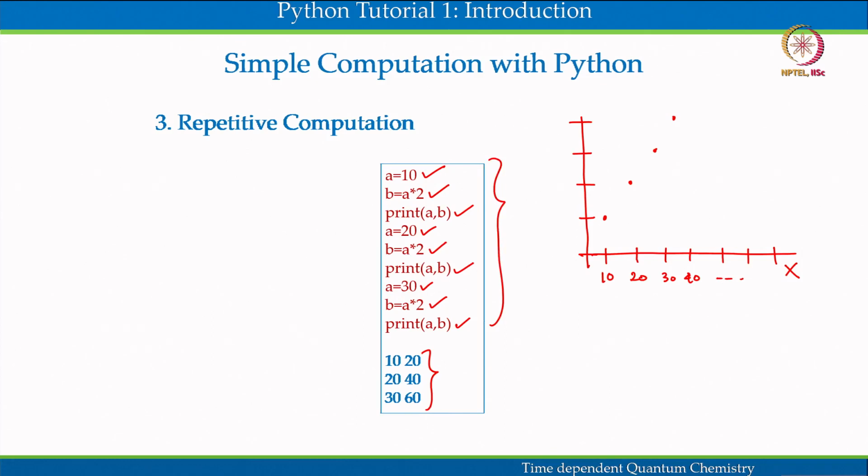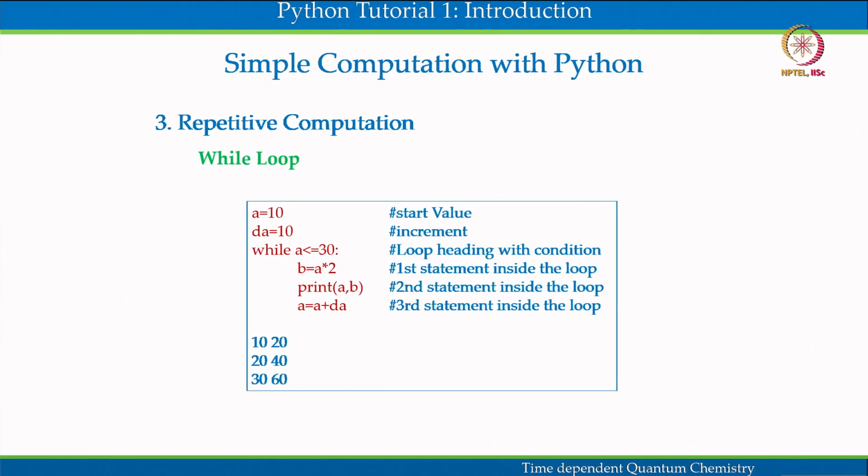So, instead of repeating several times, there is a way of making the execution automated using Python, and we will use two different loops for that. One is the while loop, another one is the for loop. We will go over the example of the while loop first. We will take a look at how the loop construction is given.